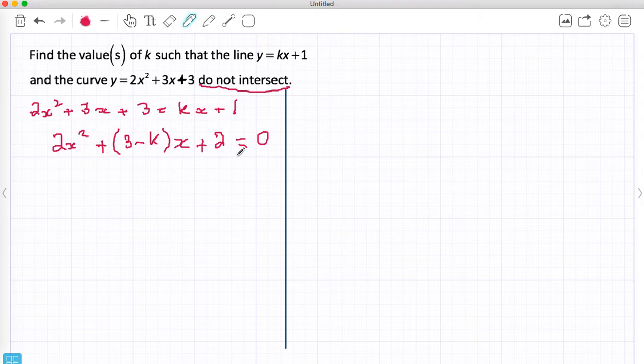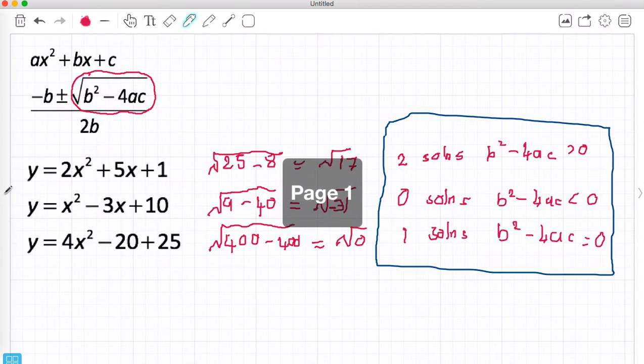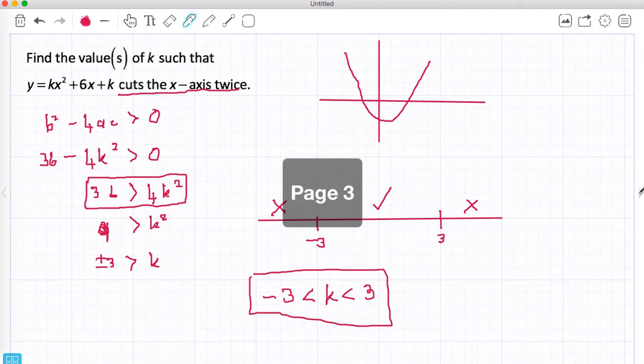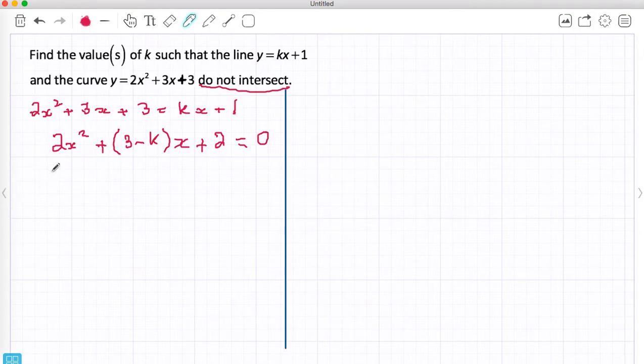So now I've got a quadratic. I've just got one k, I've got k in there. The quadratic has no solutions. Now previously, we've done some questions, but the first thing we should have learnt was this: b squared minus 4ac is less than 0 if there's no solutions. So we actually know there's no solutions because they don't intersect. So I know that I could start off with b squared minus 4ac is less than 0.